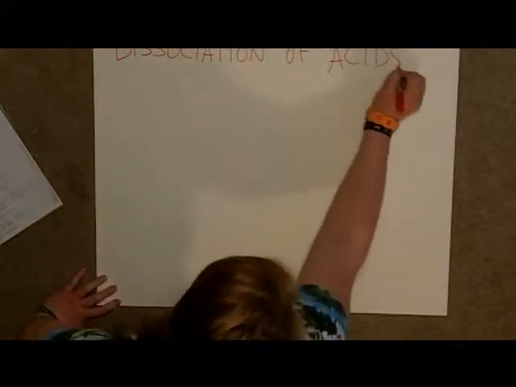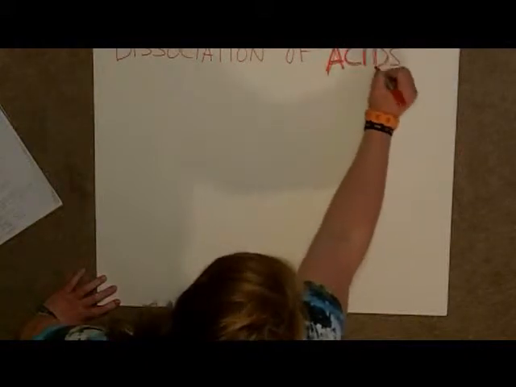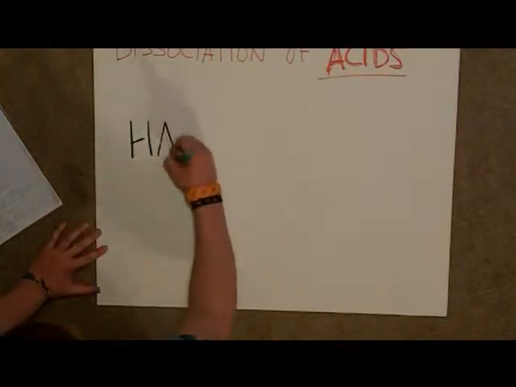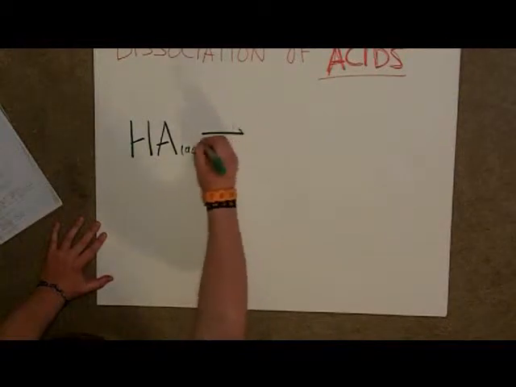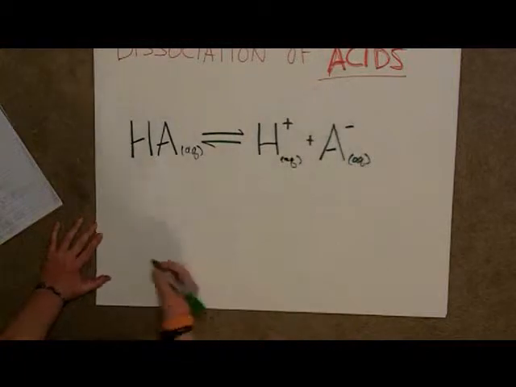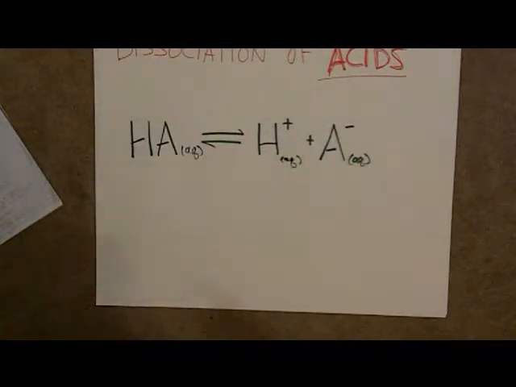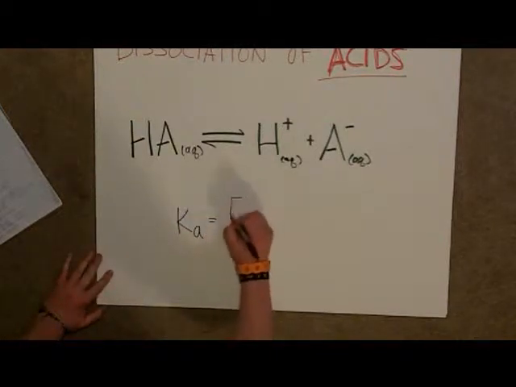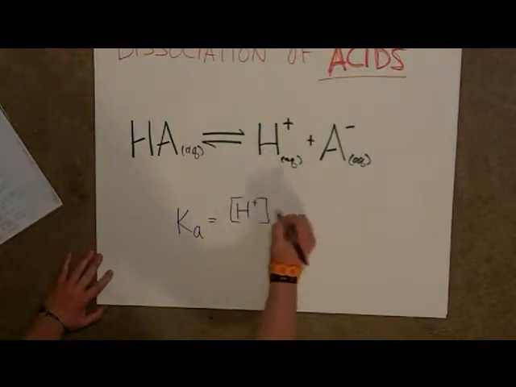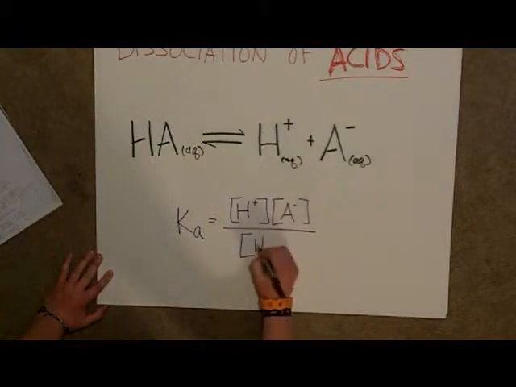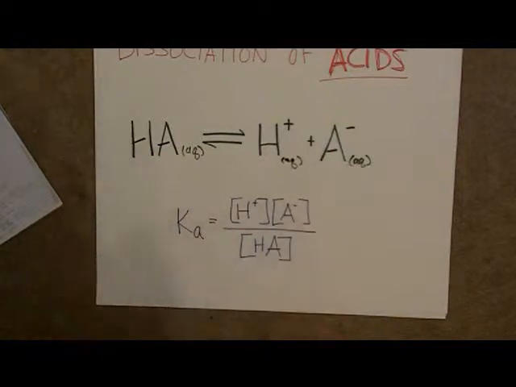their dissociation. Let's take the dissociation of a general acid HA. This acid, when placed into water, will dissociate into its individual ions, H+ and A-, also both in the aqueous phase. The dissociation constant for acids is written as a capital K with a subscript of lowercase a. We express this as the concentration of H+ raised to the power of its coefficient times the concentration of A- raised to the power of its coefficient, all over the concentration of the acid, HA, raised to the power of its coefficient.